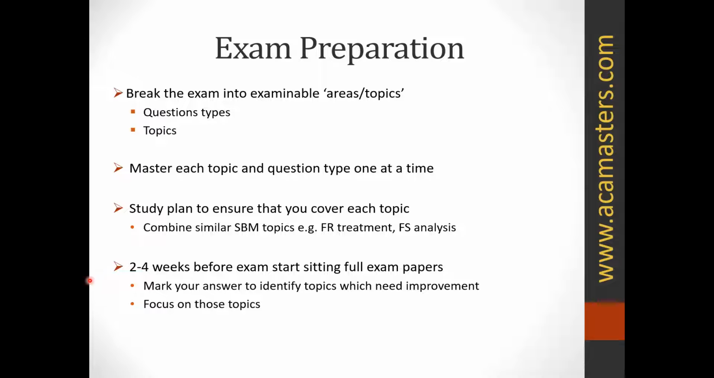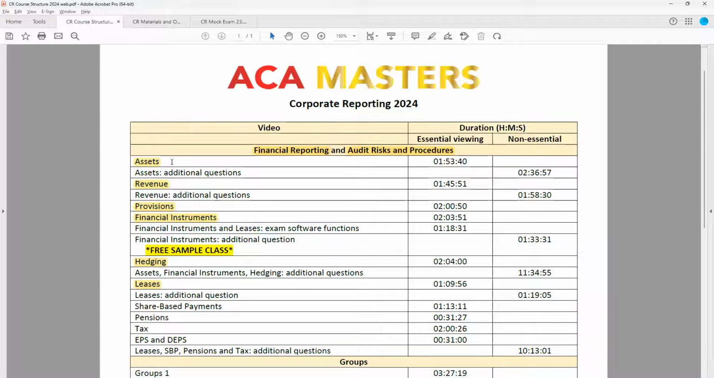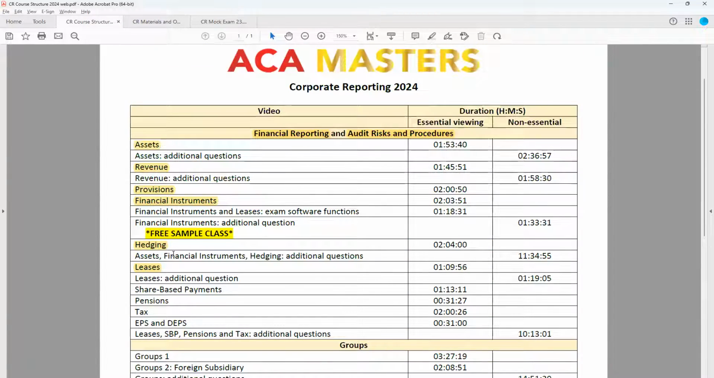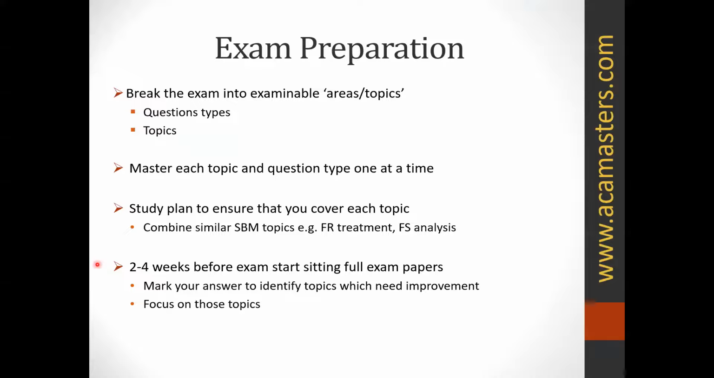And then just remember, a few weeks before the exam, you'll need to start attempting full exam papers. So it's good to start off in a manageable way by breaking it down like this and just focusing on individual topics. But once you've covered them all, then you should start attempting full exams. So the recent exams from the most recent year are good to attempt, and also the mock exams as well. And then just make sure that you mark your answer to identify the areas where you need to improve, so you can target your next revision session on those areas where you didn't do so well.